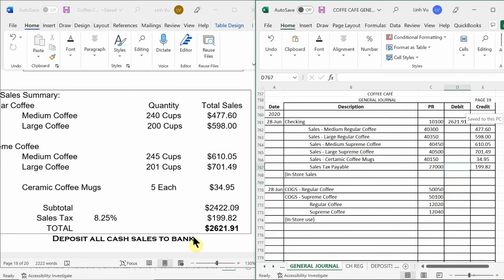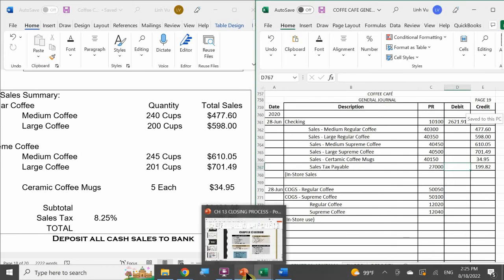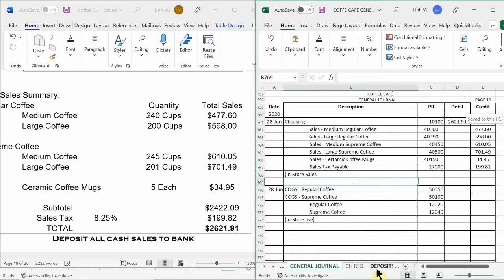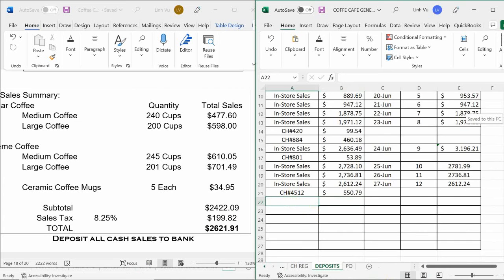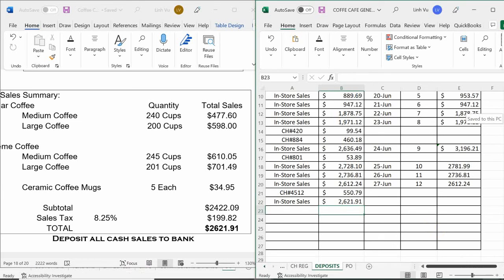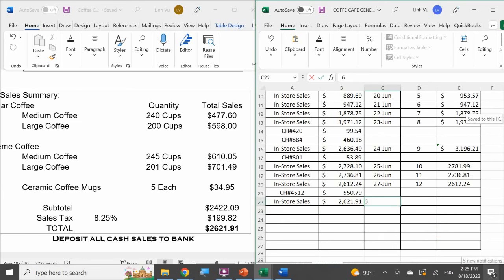Okay. And so now we go to the deposit tab again. And then in-store sale $2,621.91. Okay. And it's June 28th. And then it's slip number 13. And grand total is $3,172.70. Good.